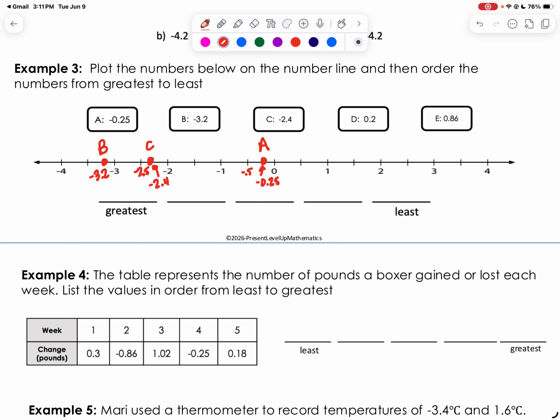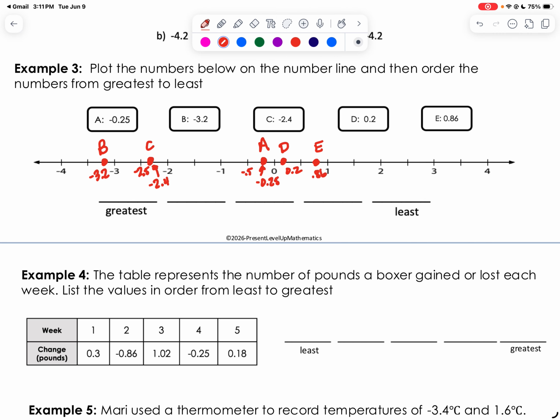All right. Problem D, 0.2 or 2/10. Find the 0 and go a little bit to the right. That's point D, and I'll label it 0.2. Point E is 0.86. So here's 0.5, so I'm going almost to the 1. So that would be point E, 0.86.